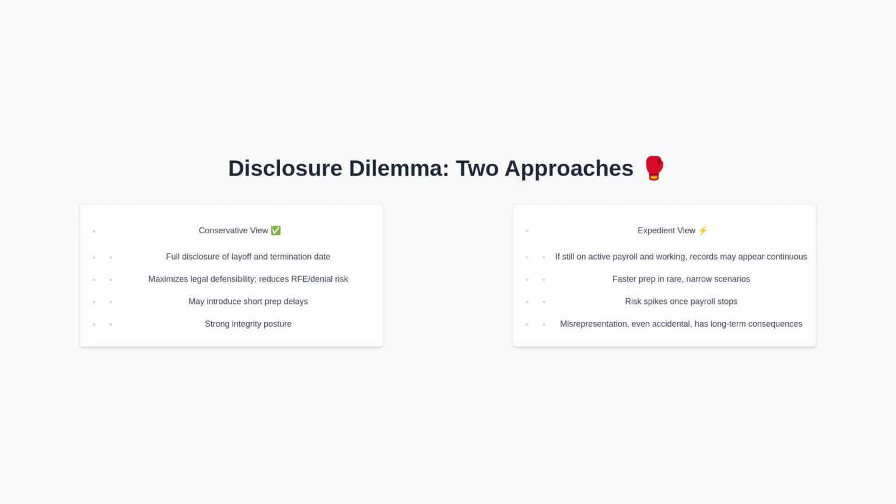The expedient view applies in a narrow case. If you are still on active payroll and performing work, the record may appear continuous. However, risk increases sharply once payroll stops, and any misrepresentation can create significant long-term issues. Next, we will visualize a disclosure strategy.